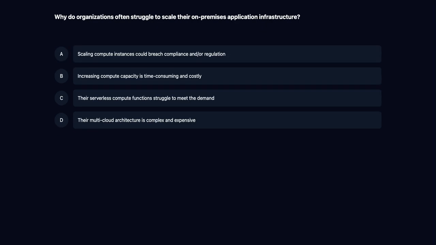Why do organizations often struggle to scale their on-premises application infrastructure? A. Scaling compute instances could breach compliance and/or regulation. B. Increasing compute capacity is time-consuming and costly. C. Their serverless compute functions struggle to meet the demand. D. Their multi-cloud architecture is complex and expensive.